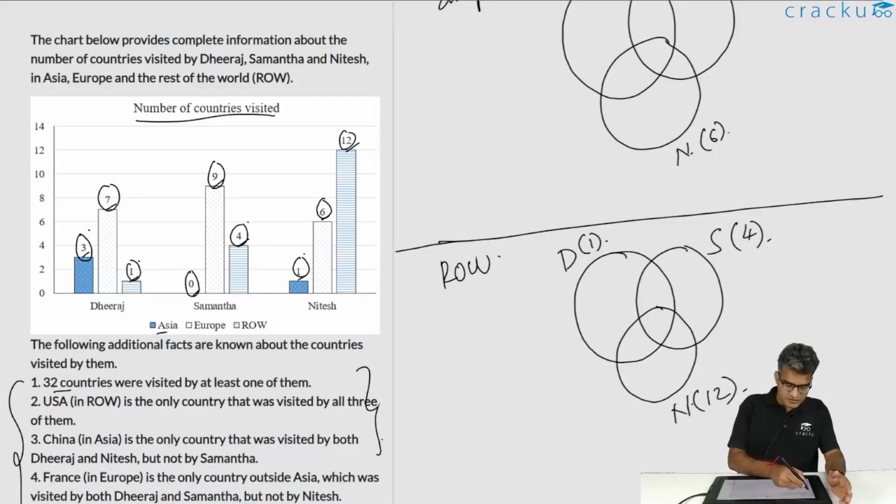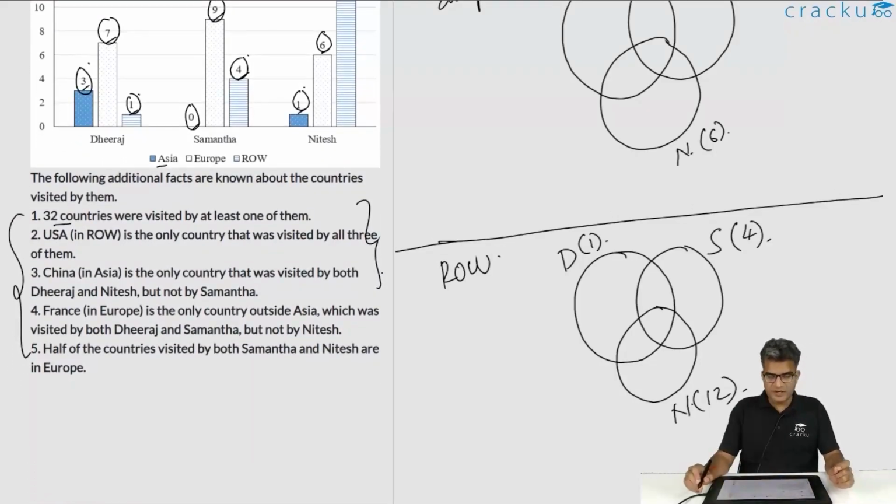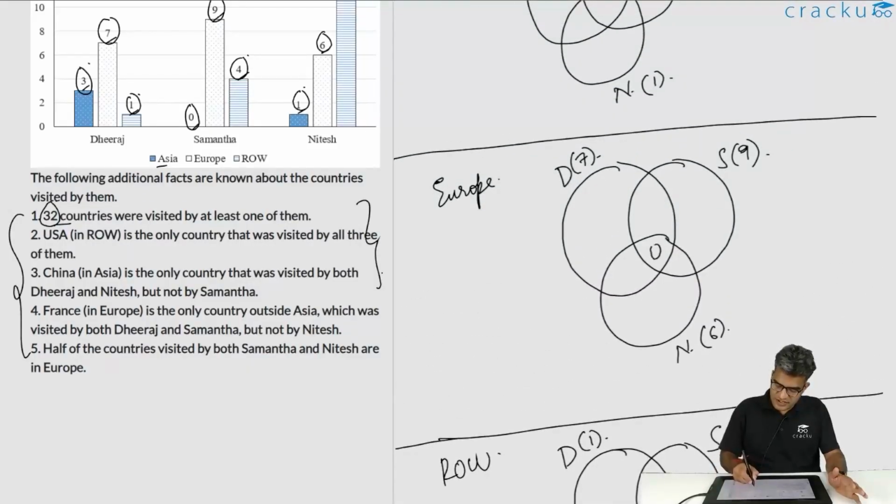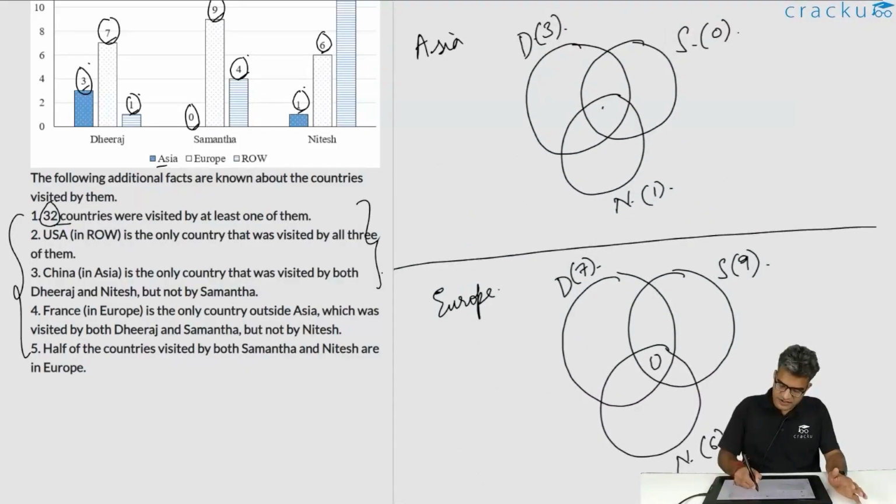Now, if you are looking at the clues that are given, the total number of countries visited by at least one of them is 32. USA in the rest of the world is the only country that all 3 of them visited. So, in the rest of the world, there is one country, USA, which is visited by all of them. In Europe, there is no such country. In Asia, there is no such country.